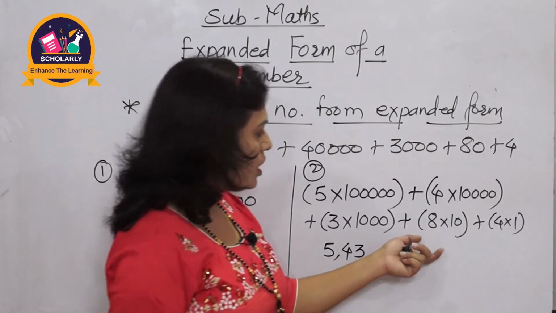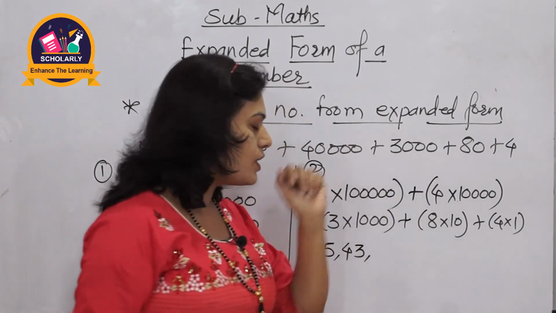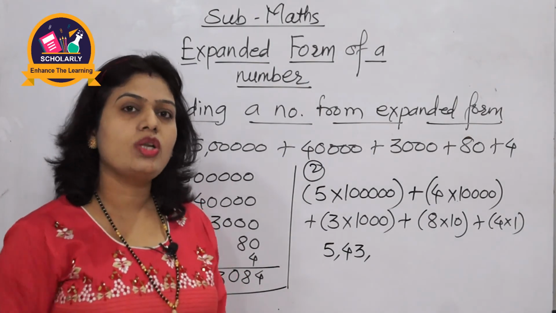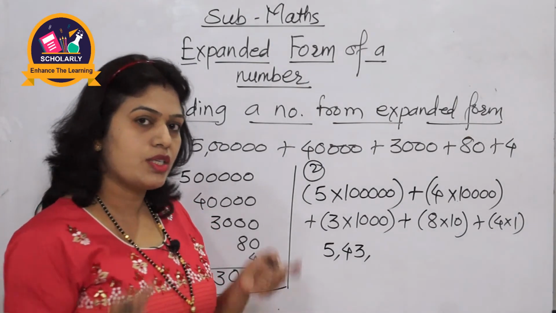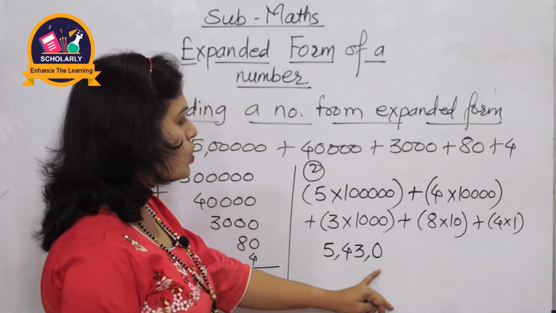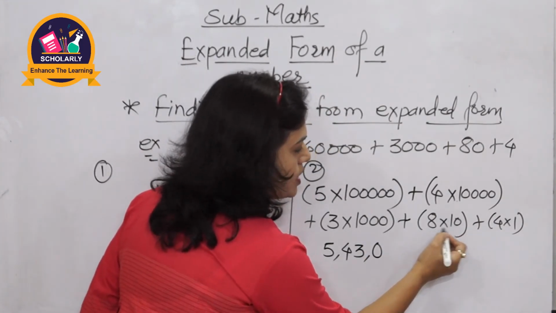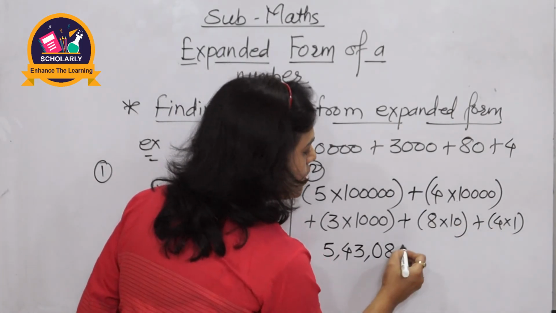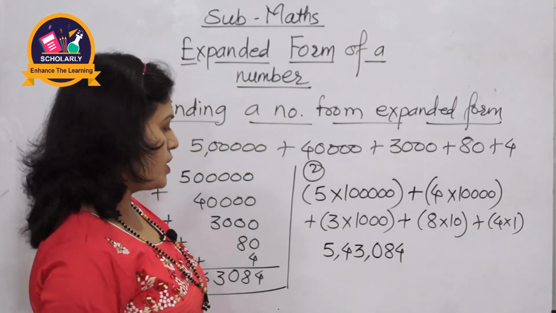Then if you see, we have forgotten the 100 place, or there is no number for 100 place. When there is no number for 100 place, then what will you write? You have to write 0 there. So the 100 place is 0. Then 8 is at 10 place. Here is 8 and our last digit is 4 into 1, that is 4 is at unit place.